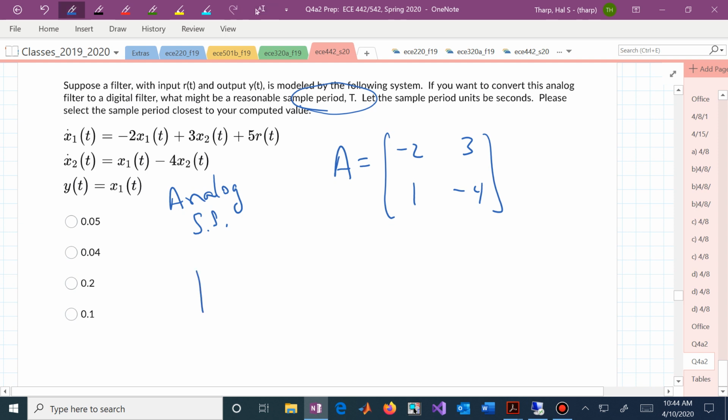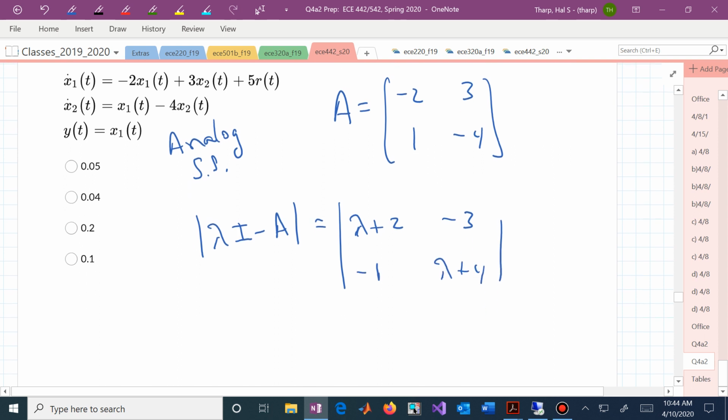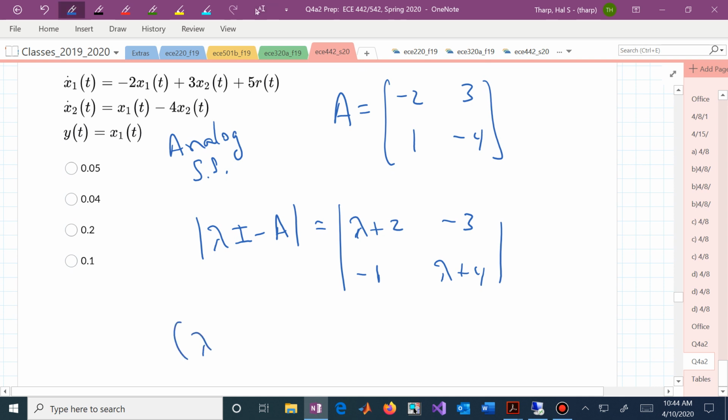So in this case, we're looking at, oh, can I find, and maybe I'll switch, just because a lot of times when you're dealing with eigenvalues, they like to use lambda as a variable. You're really just looking at the eigenvalues of this A matrix. Those determine the modes of this analog system. You now have lambda plus 2, minus 3, minus 1, and a lambda plus 4. And you could now find the determinant of that.